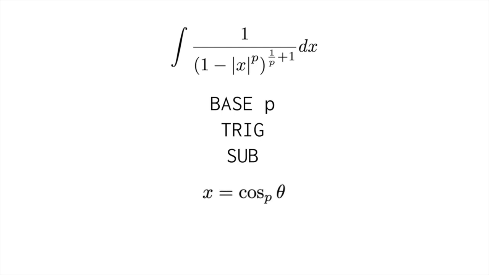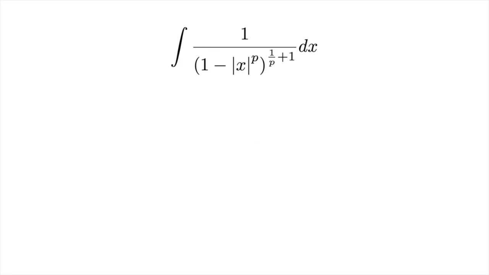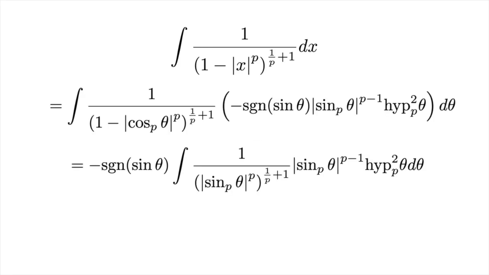We'll have x equals cosine base p of theta and dx equals its derivative d theta. Ignore the mild abuse of differential notation. This still works if we keep p constant. Let's perform the substitution and simplify.